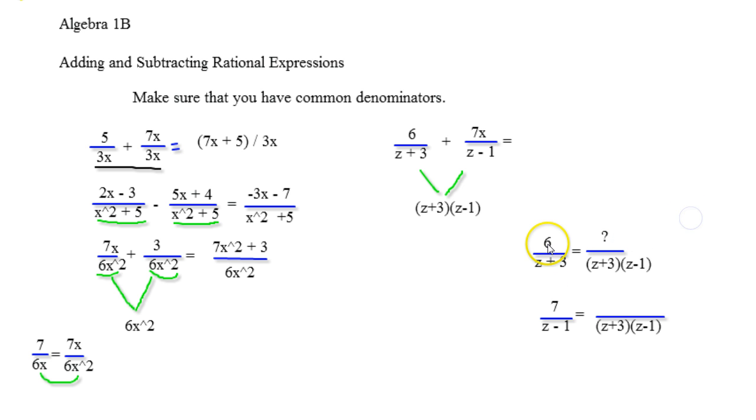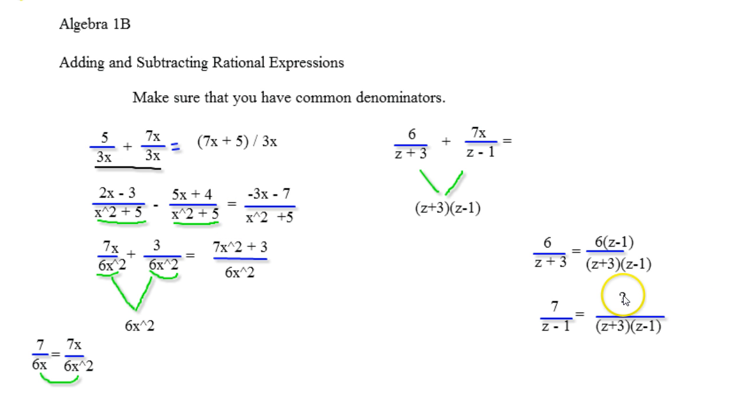All right, so right here I have 6 over z plus 3, and I have something over z plus 3 times z minus 3. Well, the only difference is I've multiplied by z minus 1, so I'm going to multiply the top by z minus 1 as well. Okay, so the top part is going to be the same. It's going to have the 6, but then it's going to have times the z minus 1.